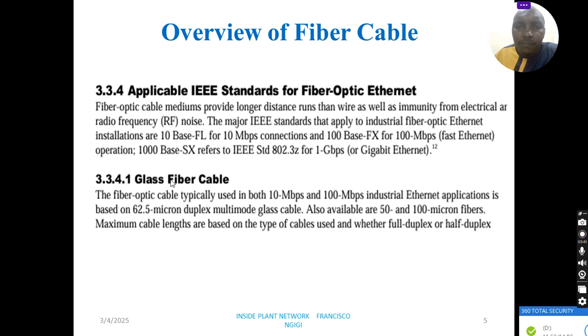These are what we call the high-speed LANs. The glass fiber cable. The fiber cable typically used in both 10 Mbps and 100 Mbps industrial Ethernet application is based on 62 micron duplex multi-mode glass cable. Also available are 50 and 100 micron fiber. Maximum cable lengths are based on the type of cable used and whether full duplex or half duplex.